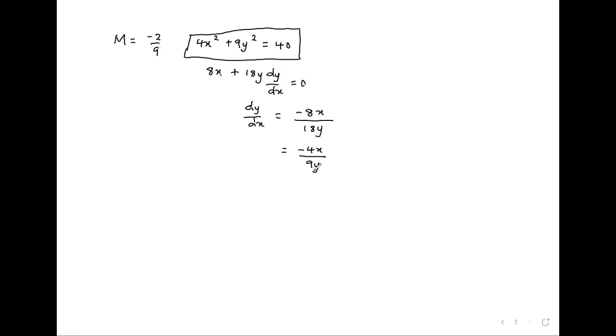Okay. At a point which is unknown, suppose the point is x0, y0. This guy will give us -2/9. So what does that mean? It means that if you cross multiply here, 9 throughout, we have -4x0 over y0 is equal to -2. If we also multiply by y0, we get -2y0. Divide throughout by -2, we'll get 2x0 is equal to y0.